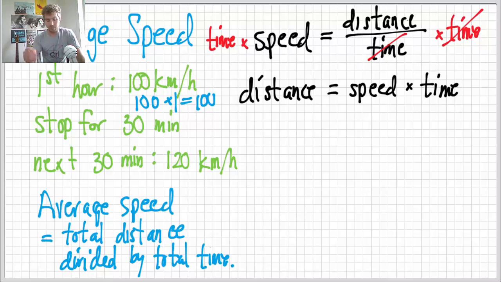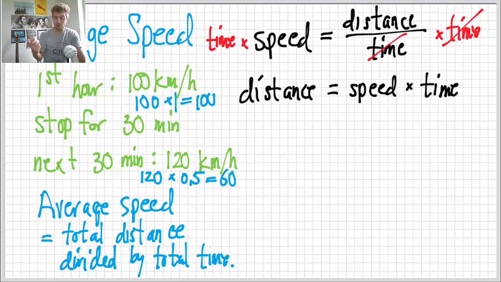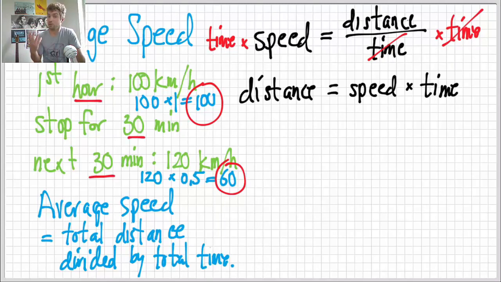The last 30 minutes where we're going 120 k's, that's 120 times 0.5, right? 0.5, because 30 minutes is half an hour. We need to keep our units consistent there, so hours and hours on the speed and the time. So 120 times 0.5 is 60, right? So that's a total of 160 k's over 2 hours, right?